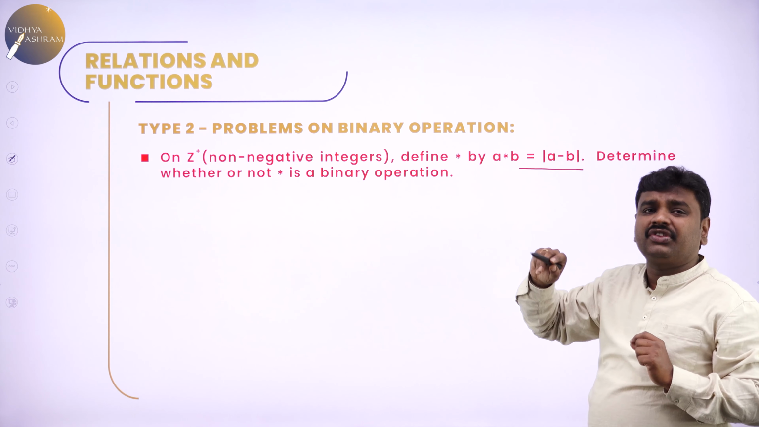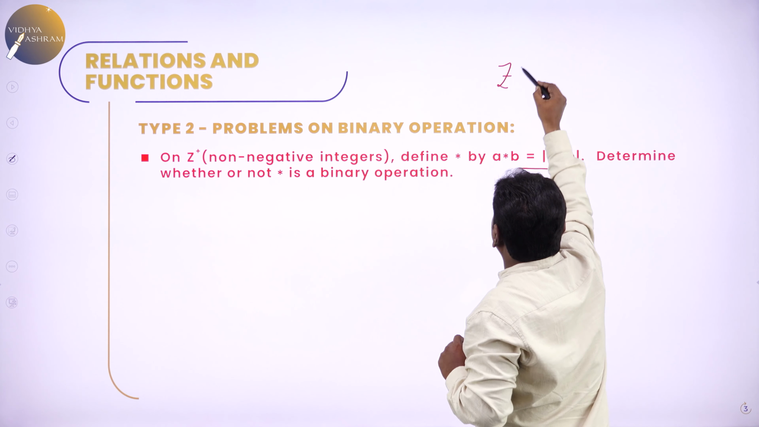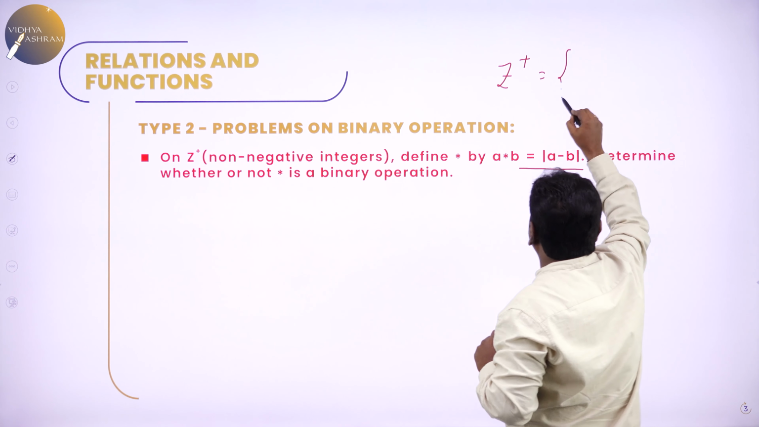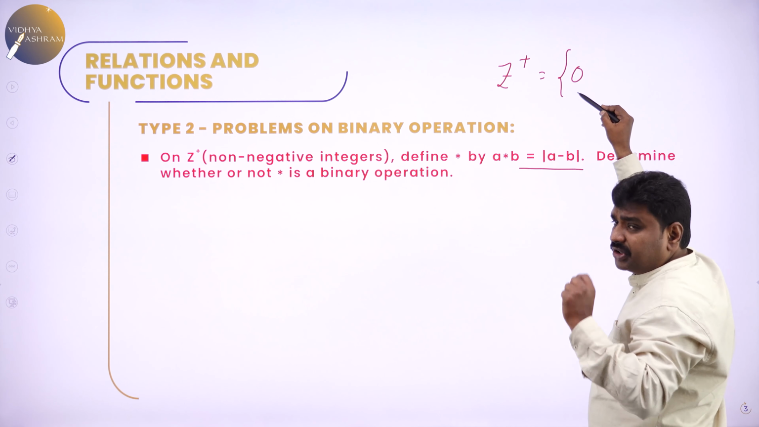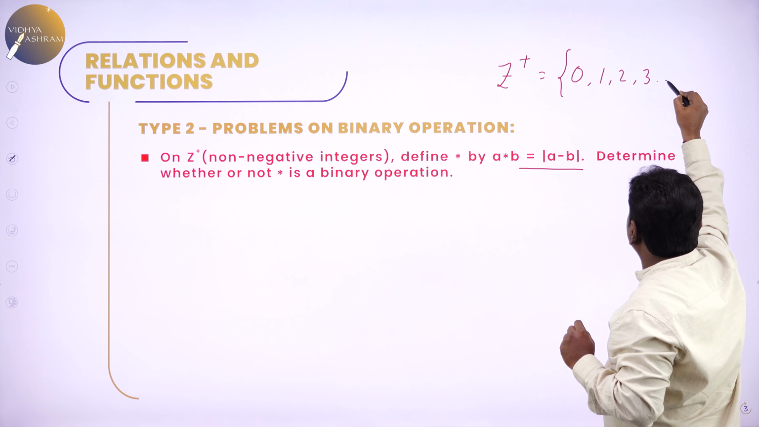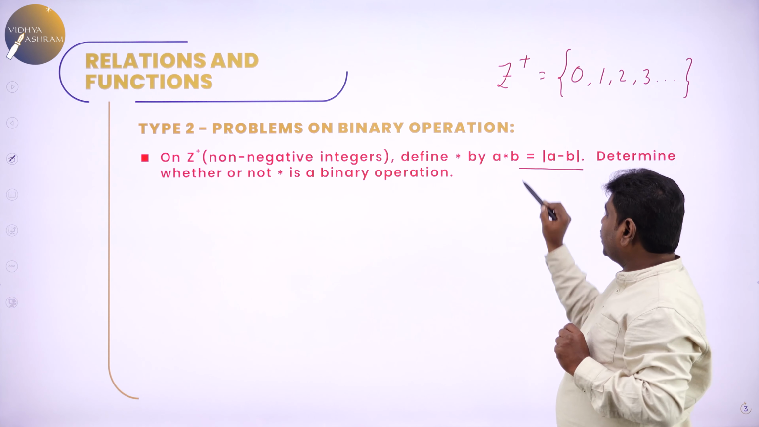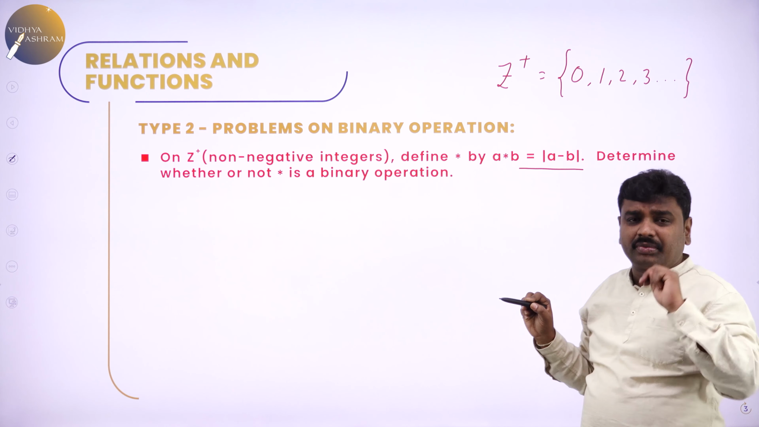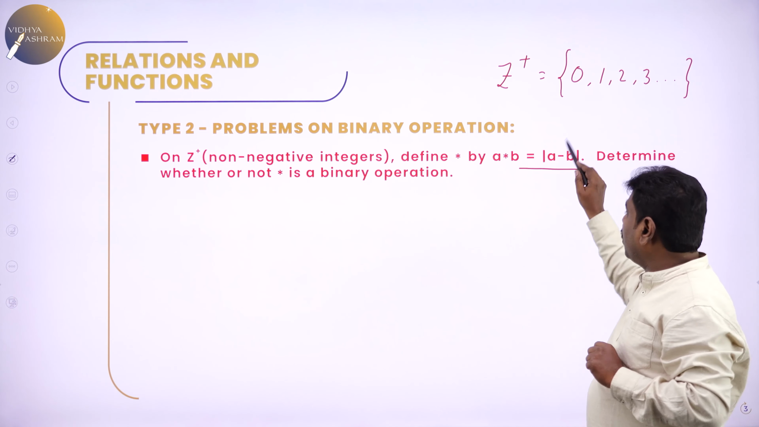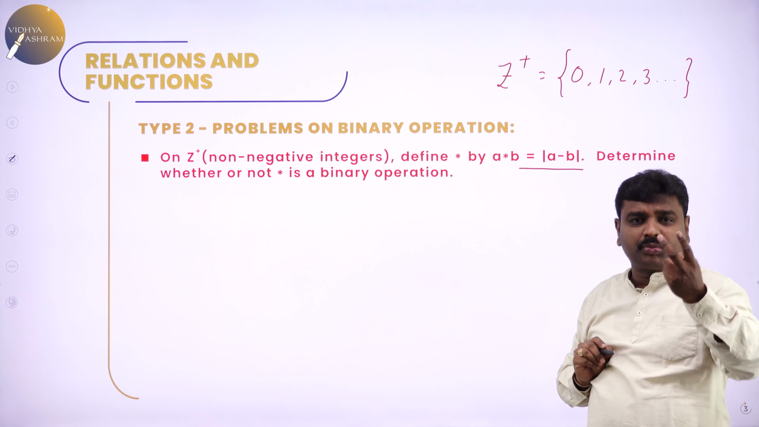I am repeating, what is Z plus? They mentioned non-negative integers. Non-negative integers means what? All positive integers along with 0. 0 is neither positive nor negative. 0, 1, 2, 3. These are all the elements of Z plus. You take any two elements from Z plus, if you operate, modulus of A minus B also belongs to Z plus. Suppose I will take 2, 3.